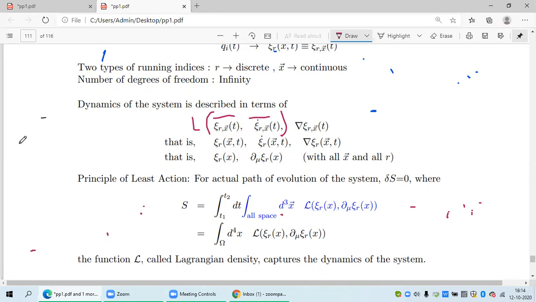See, in this case, if I write S as the integral of L dt, where L is a function of only these parameters, position and velocity, but there are infinite position coordinates, infinite velocity coordinates. At any particular point of time, this L has a particular value. This integrated over T1 to T2 gives you S.